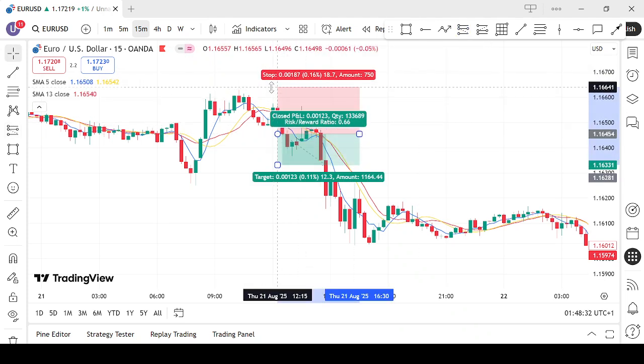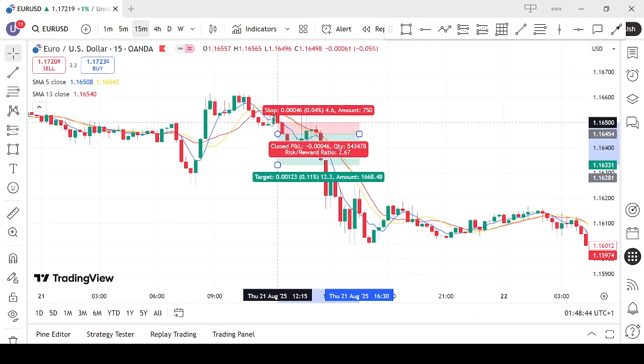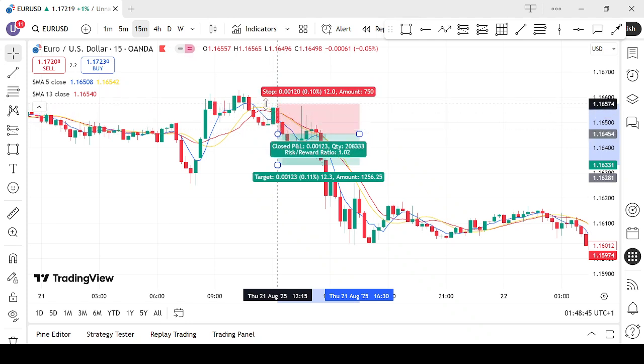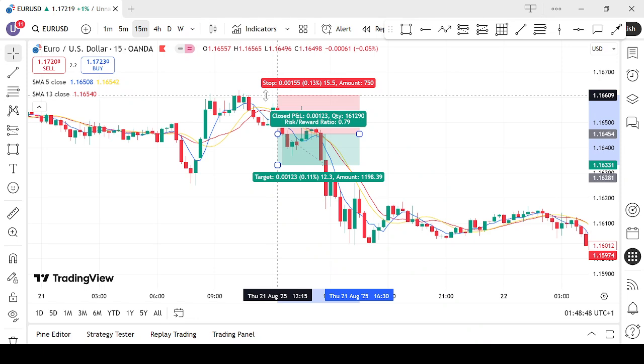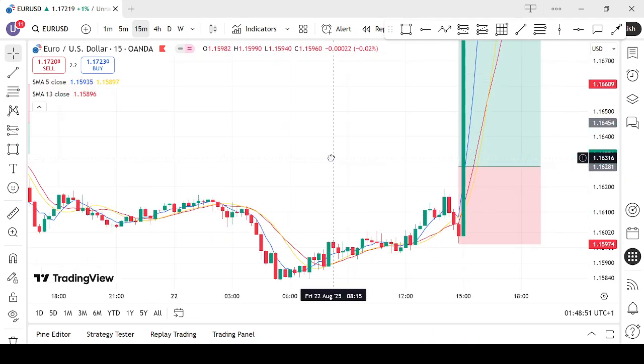Do not forget, setting stop loss is also important. You would have to set your stop loss 10 to 15 pips below or above your area of entry. So if we enter at this point, you can just set your stop loss 10 pips or 15 pips above where you entered. Same with your buy trade.